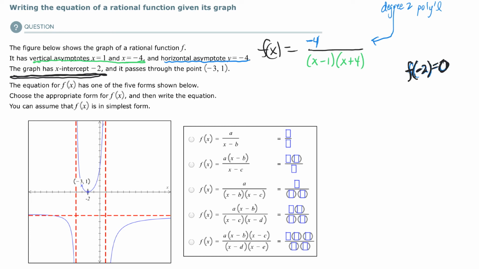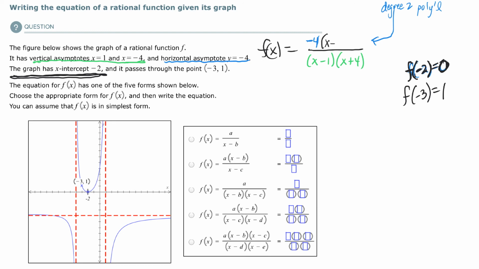And it passes through the point -3, 1. So we also know that f of -3 gets you 1. So far, what do we have? We have something like this.